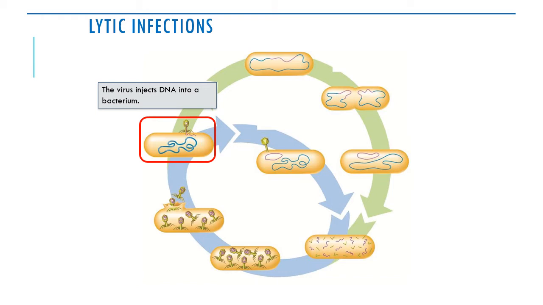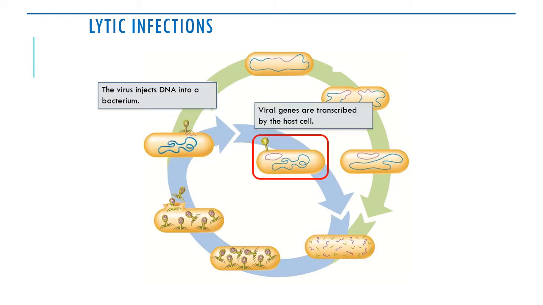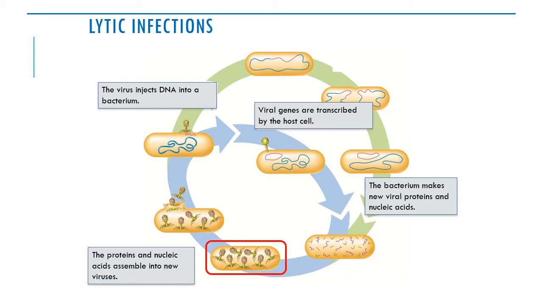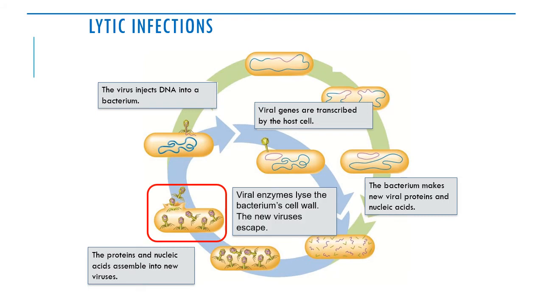Okay, so once that happens, the viral genes are transcribed by the host cell. So it starts reading that DNA. Then once it reads it, the bacteria makes new viral proteins and new nucleic acids. So it's all the pieces of the virus together. Then, kind of like an assembly line, the proteins and nucleic acids are assembled to make a brand new virus, or rather brand new viruses, like 10,000. Then the viral enzymes lyse. Hey, remember lyse: kill, break, explode?